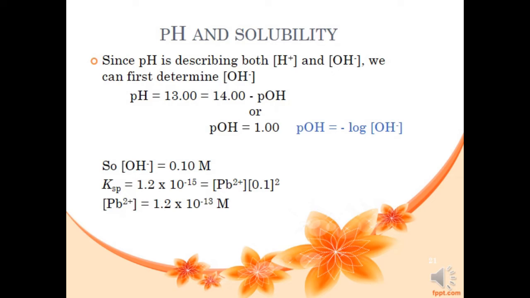Now, what if it's in alkaline condition? Again, same approach. Find pOH. 14 minus pH 13, so pOH will be 1. So we anti-log 1 and end up getting 0.1 molar. Substitute this into the Ksp expression. Don't forget the coefficient 2, to find the lead concentration. In this case, 1.2 times 10 to the power of negative 13.